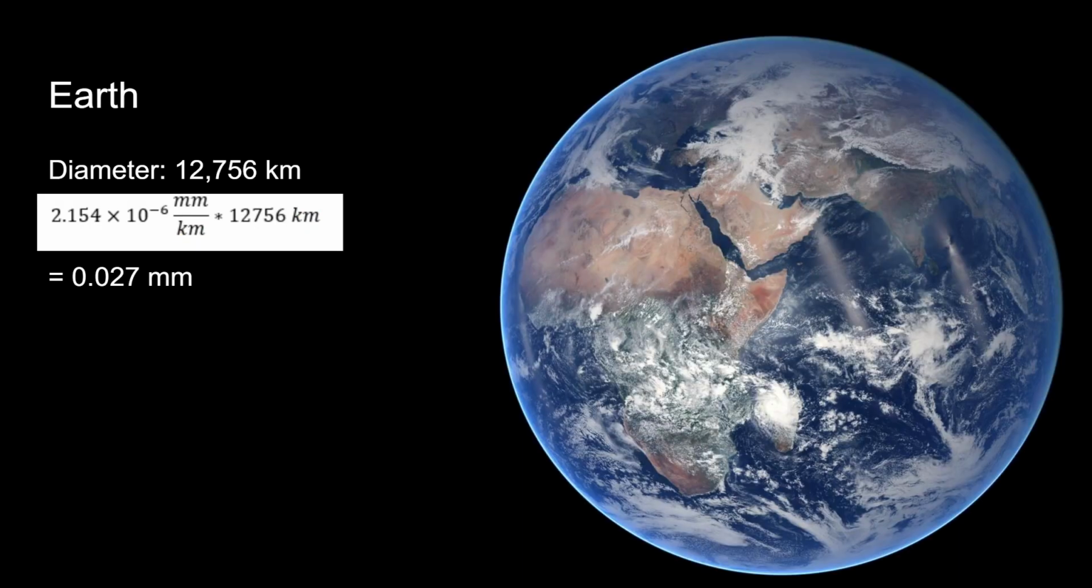And next comes Earth with a diameter of 12,756 kilometers. So when you do the math for this and you cancel out the kilometers, you're left with 0.027 millimeters. So very close to the diameter of Venus, like I said before.